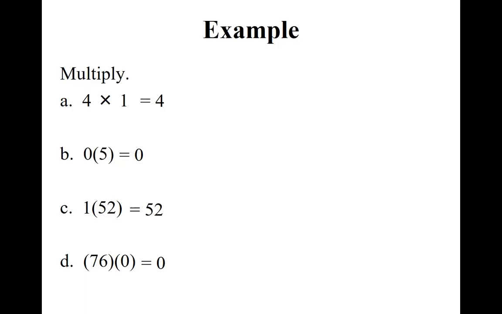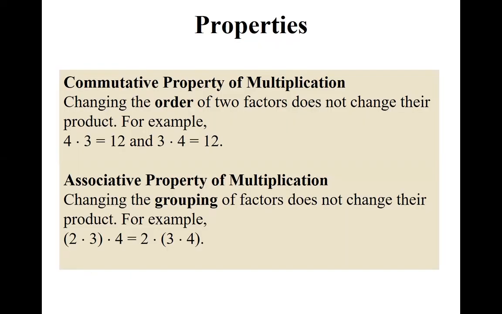Is it possible that there is a commutative property for multiplication as well? Sure is, and an associative property as well. Remember, the commutative property means we're actually moving them around. We're changing the order. 4 times 3 would be 12. 3 times 4 would be 12.